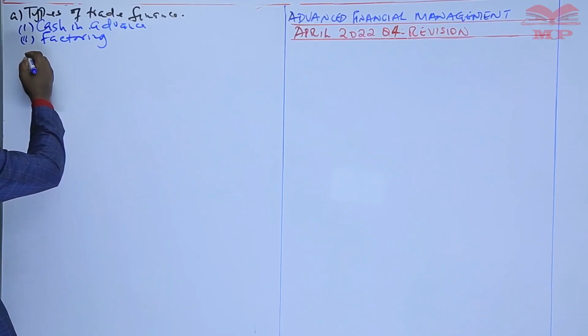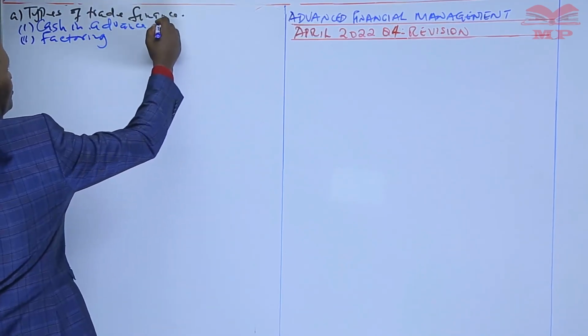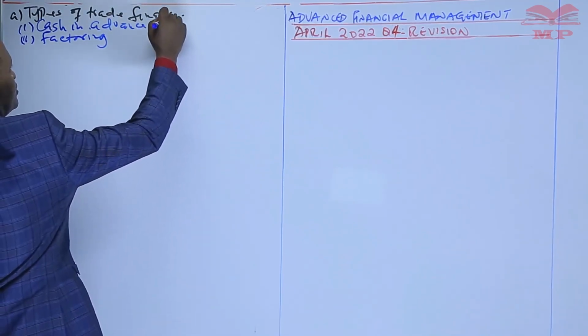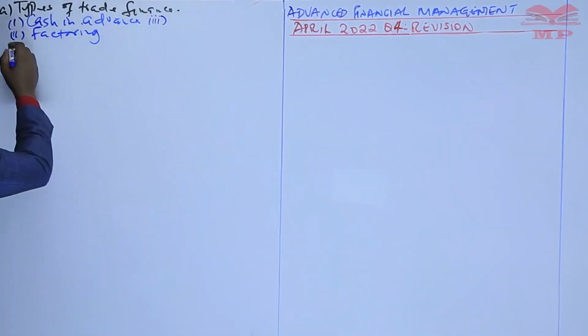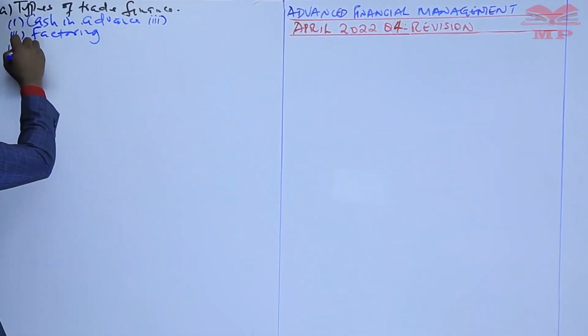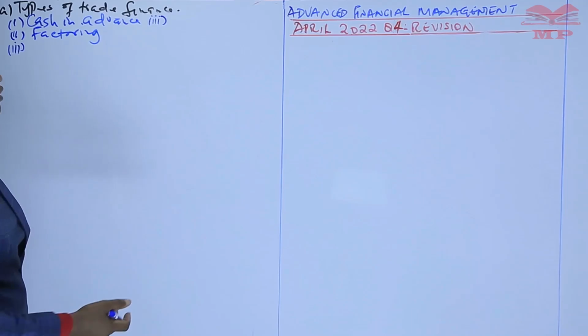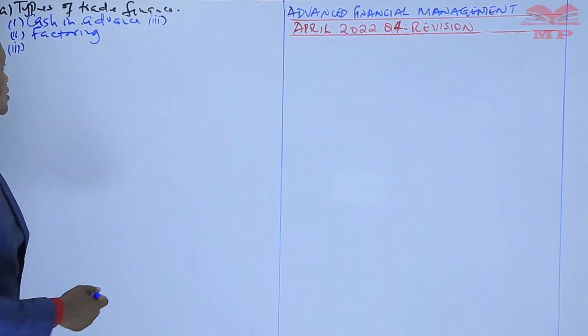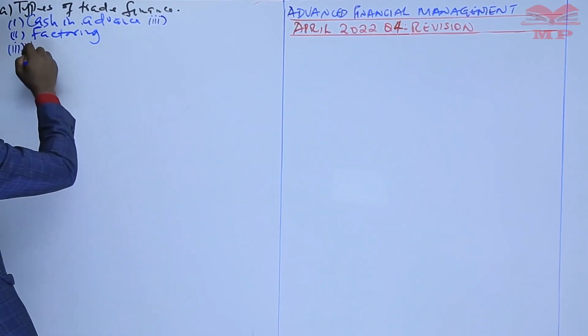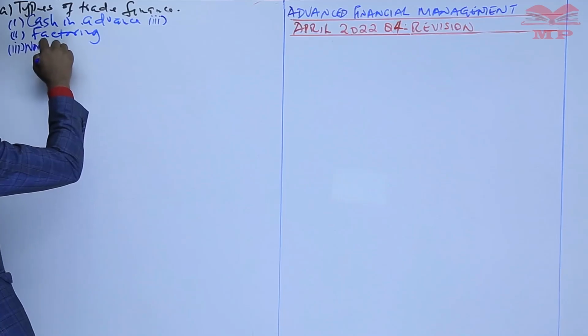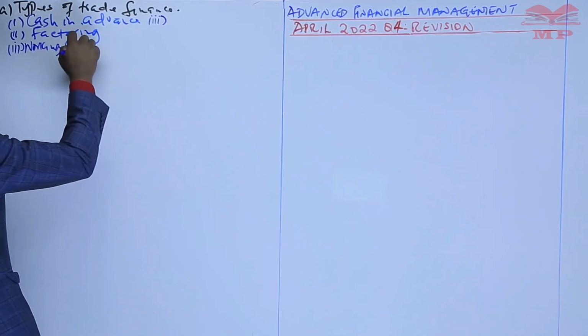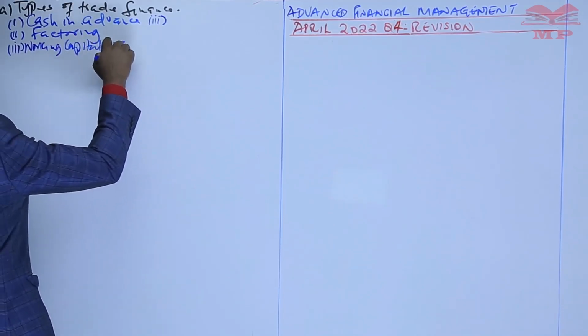I'm moving on to number 3. Let me write the third point here. We are discussing types of trade finance. We have working capital loans.